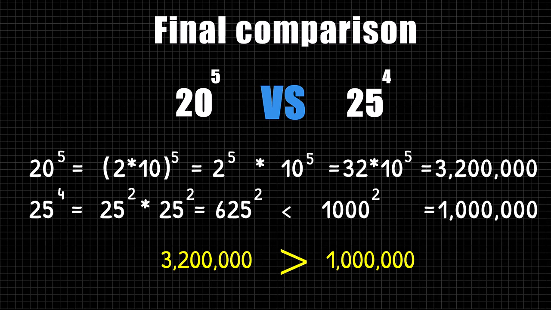The answer is very obvious. 3.2 million is larger than 1 million. In other words, 20 to the power of 5 is larger than 25 to the power of 4. That means 20 to the power of 25 is larger than 25 to the power of 20.